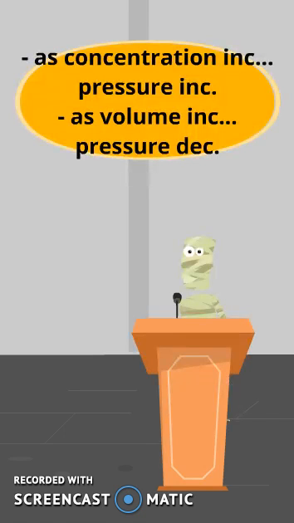The total pressure exerted by a gas depends on many factors. For one, the concentration of gas molecules in a sample affects the pressure. The higher the concentration, the greater the pressure. Another one is volume. If the volume of the container were to increase, the pressure would decrease due to a lower concentration.